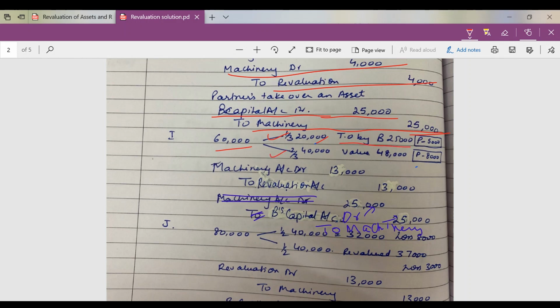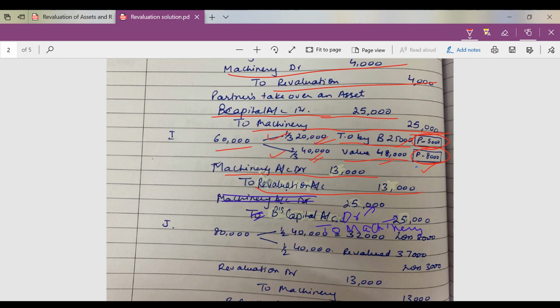And 2/3 of the machine would be the remaining part, that is 40,000. That is valued at 48,000. So you can see here there is a profit of 5,000 and here you can see there is a profit of 8,000. So this means the value of machine has to be increased by in total 13,000. The value to increase would be machinery account debit to revaluation account by 13,000. It's a profit, so it is credited to revaluation.